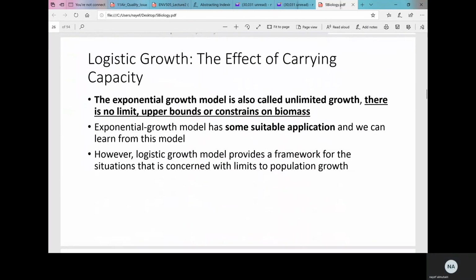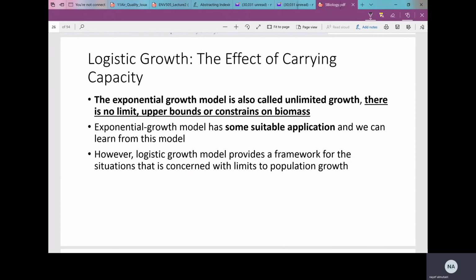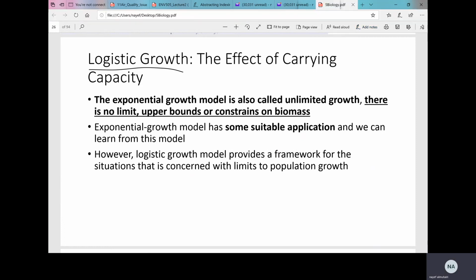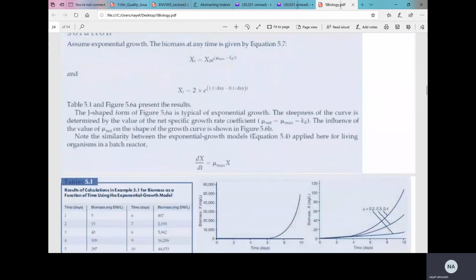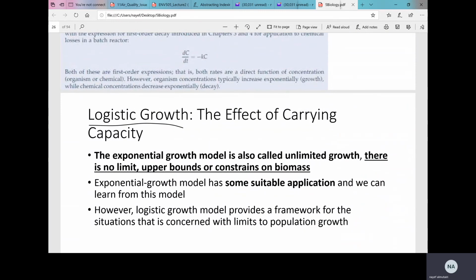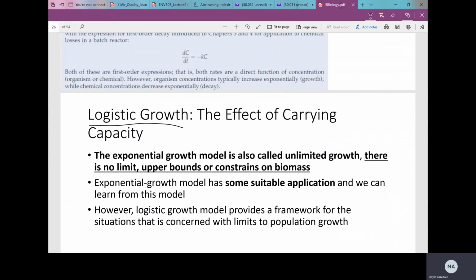Okay. The second one is the logistic growth. The logistic growth is after you take the effect of carrying capacity. The previous one, the exponential growth, is the unlimited growth. The logistic growth has a carrying capacity here, so there is some limitation, a maximum limitation.